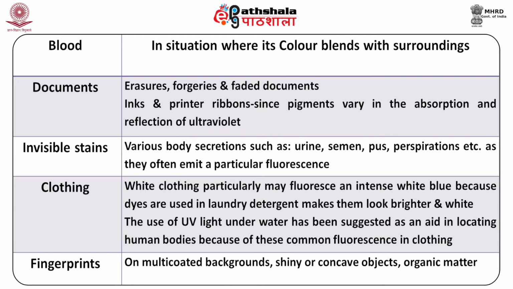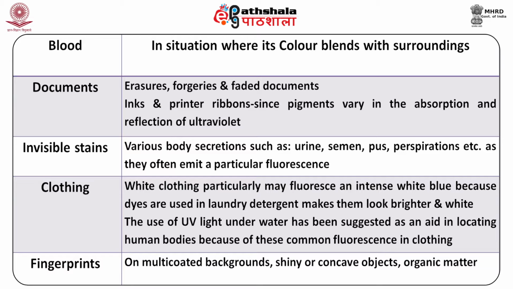In case of blood, in situations where its color blends with the surroundings. In case of documents like erasures, forgeries and faded documents, inks and printer ribbons, since pigments vary in the absorption and reflection of ultraviolet. Then in case of invisible stains, various body secretions such as urine, semen, pus, perspiration, etc., as they often emit a particular fluorescence. Then in case of clothing, white clothing particularly may fluoresce an intense white-blue because dyes used in laundry detergent make them look brighter and whiter.